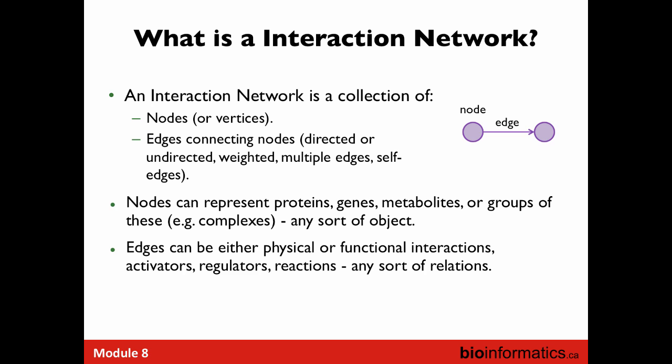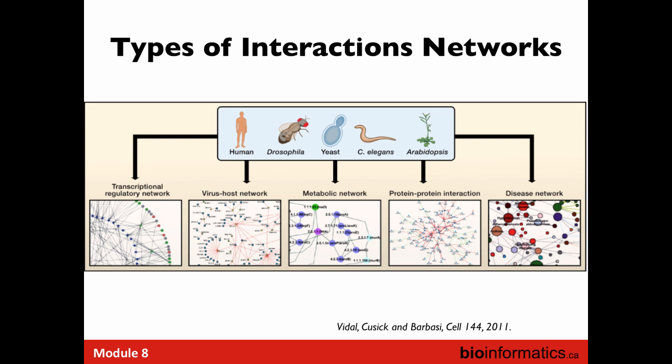So in this slide, we're showing a variety of different types of interaction networks that are available. By far the most common is the protein-protein interaction network. But there are others. On the left-hand side, we're seeing a transcriptional regulatory network where the nodes represent the transcription factors.